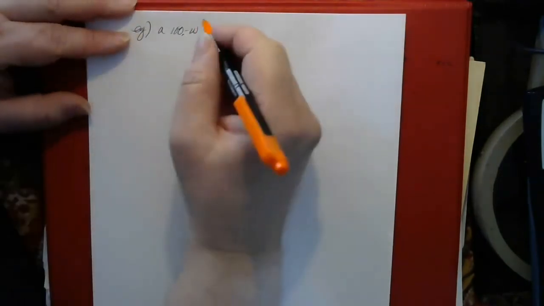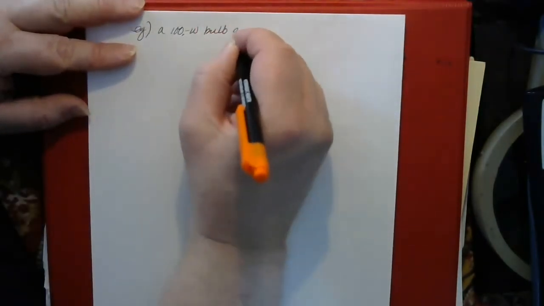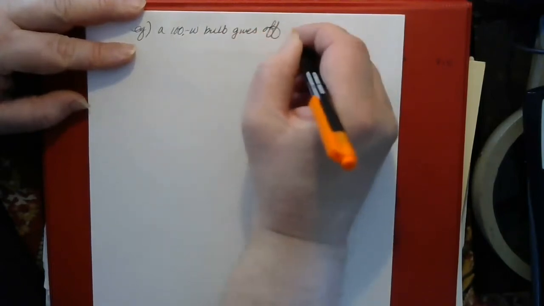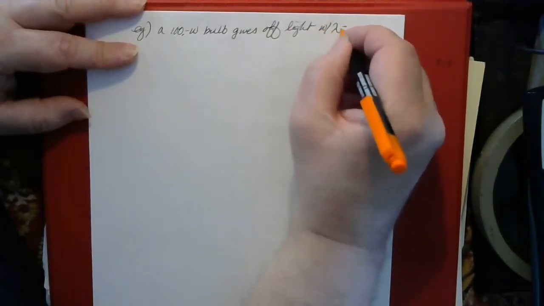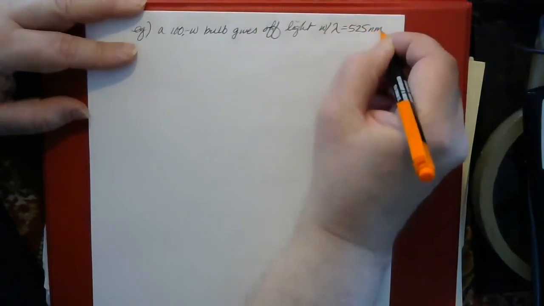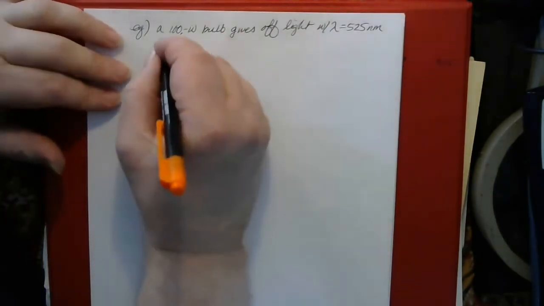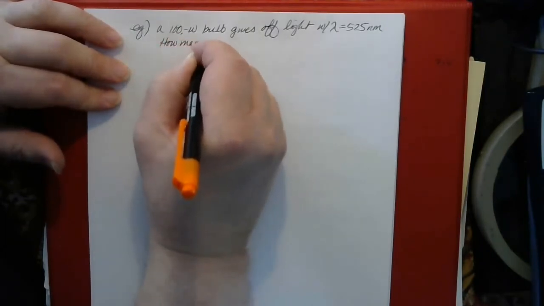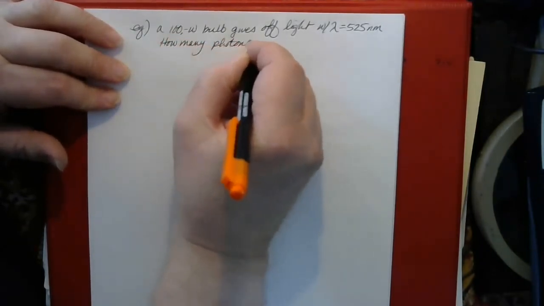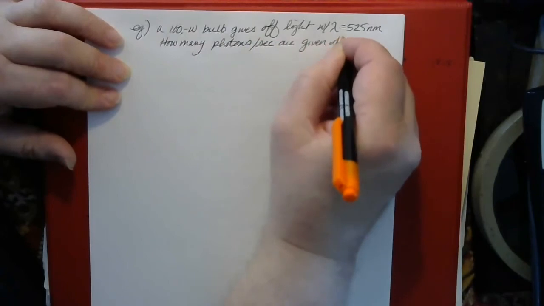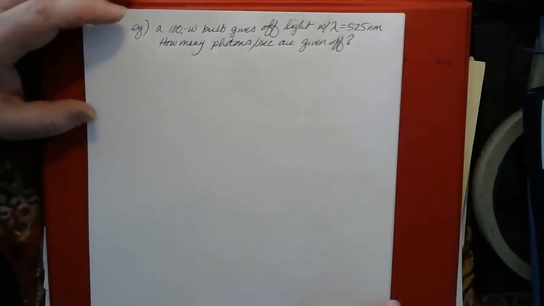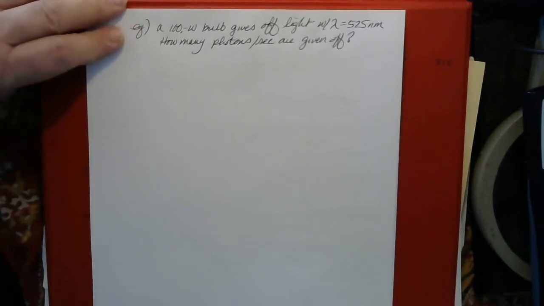So for instance, say a 100-watt light bulb gives off light with a wavelength of 525 nanometers. How many photons per second would be given off? This may seem at first like kind of an off-the-wall question. How on earth are you going to do that?